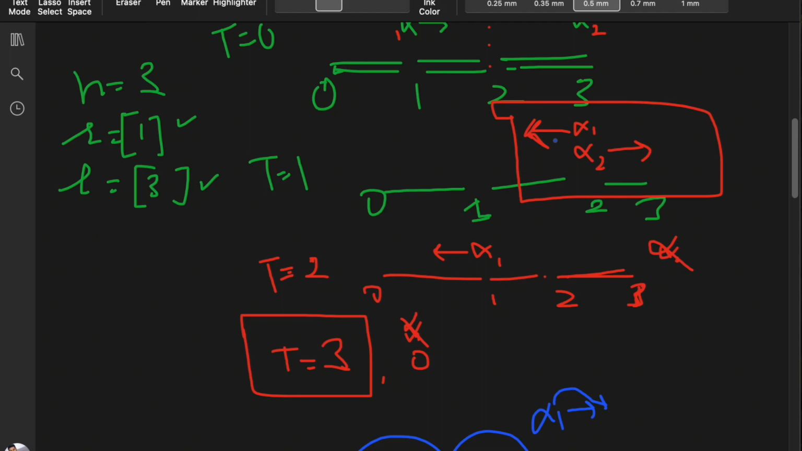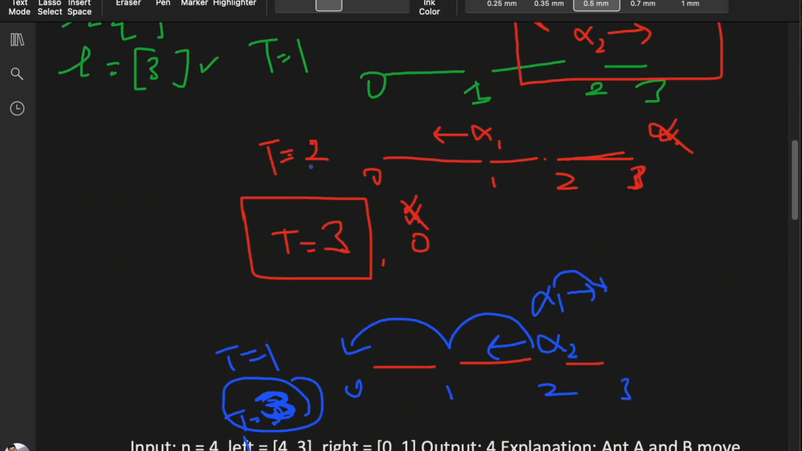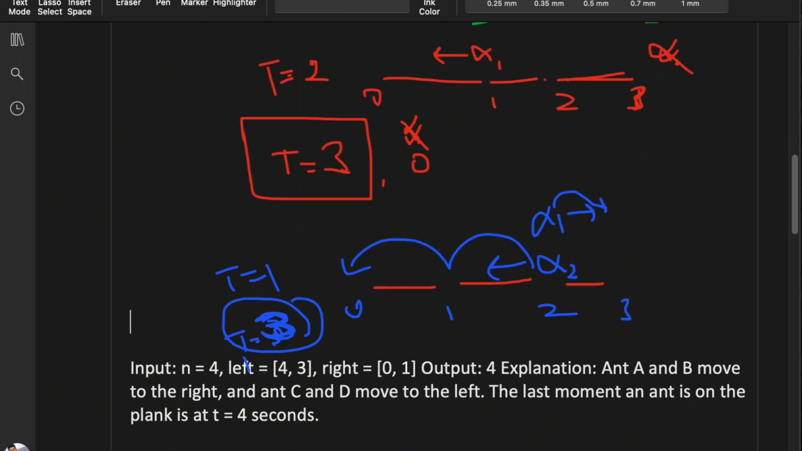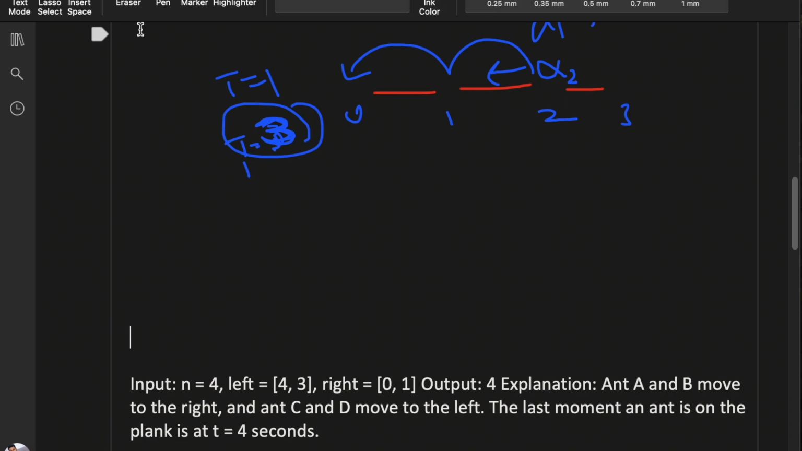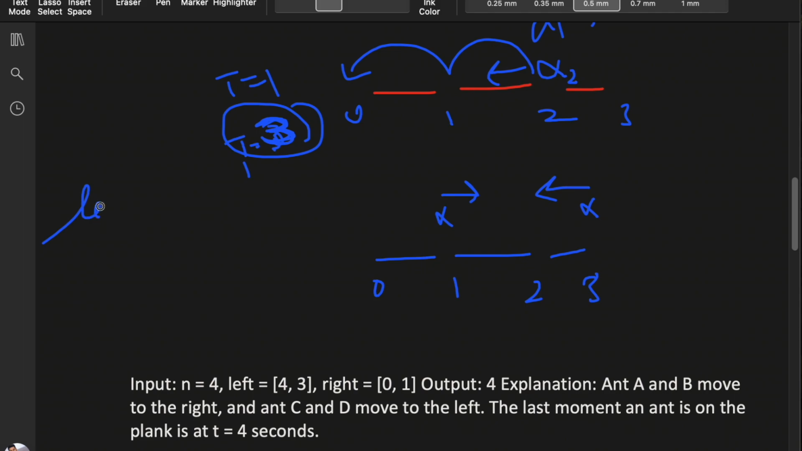because of this collision. So even if the collision is happening, the time would be the same whether the collision happens or not. So we can directly move to our answer. So if the collision is not happening, and our problem statement is something like this: 0 1 2 3. First ant is here and moving in the right direction, second ant is here moving in the left direction. So let's consider all the ants which are moving in the left direction, this one. How much time will it take to reach the zeroth index end of the board?